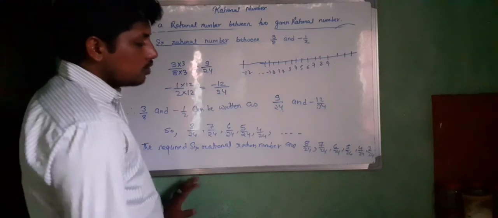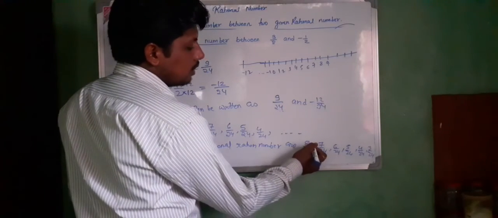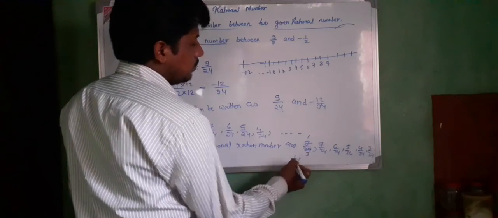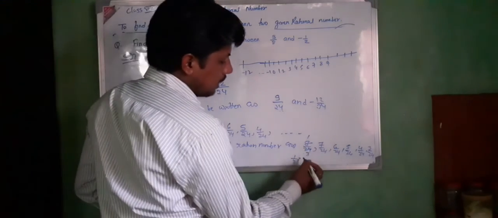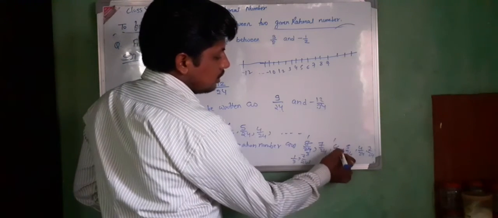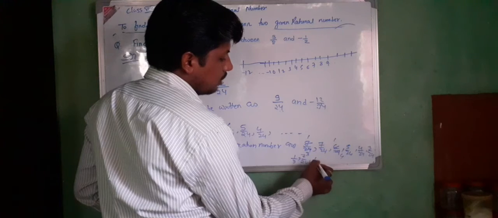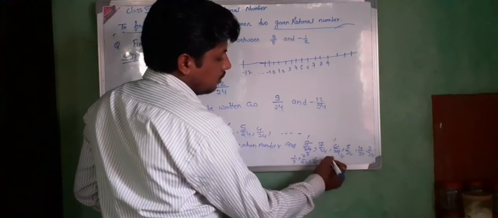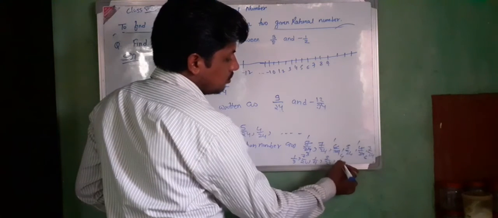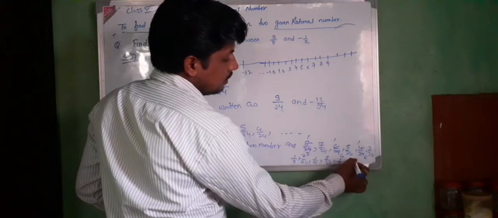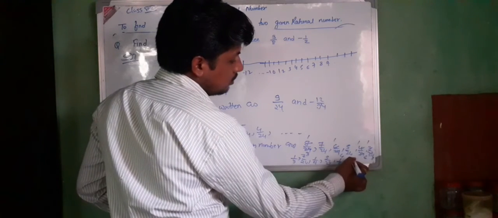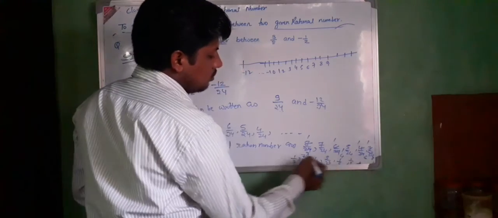Now the last step, what you have to do, we have to cut. If it can be cut, you can cut. 8 1s are 8, 8 3s are 24. That is 1 by 3. After that, 7 by 24 cannot be cut, so keep it the same. 6 1s are 6, 6 4s are 24, so 1 by 4. 5 by 24 cannot be cut. 4 1s are 4, 4 6s are 24, so 1 by 6. Then 3 1s are 3, 3 8s are 24, so 1 by 8.